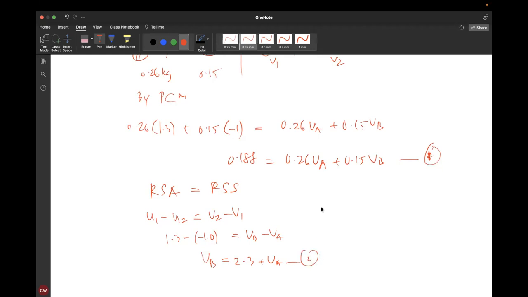Okay, try to solve it. Can you try to solve these two and give me the answer? Can you do the answer or not? Try to work out VA and VB.